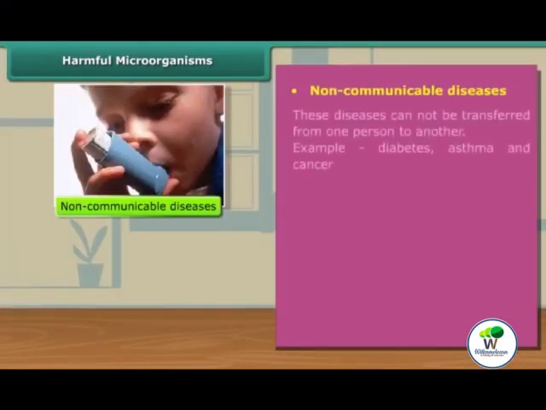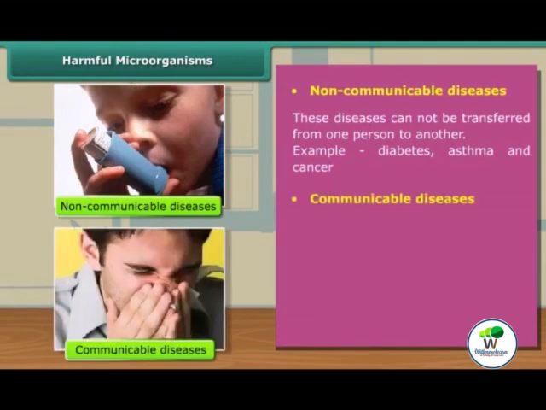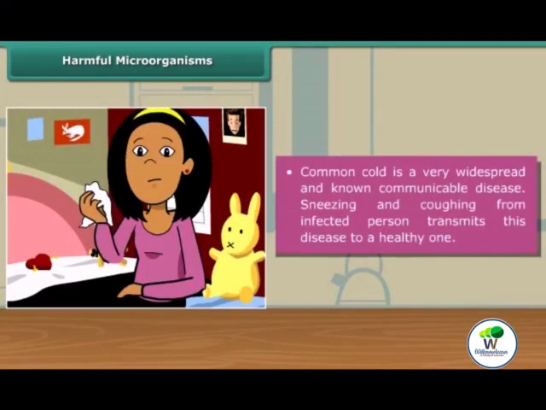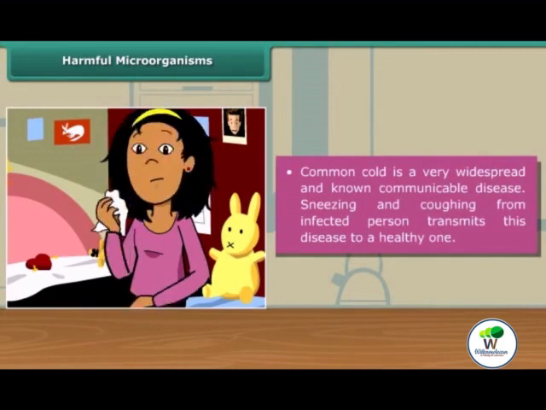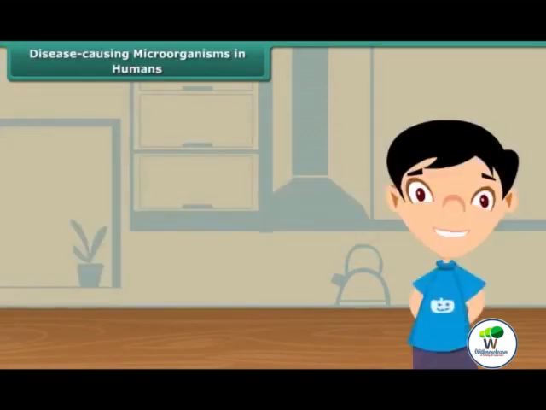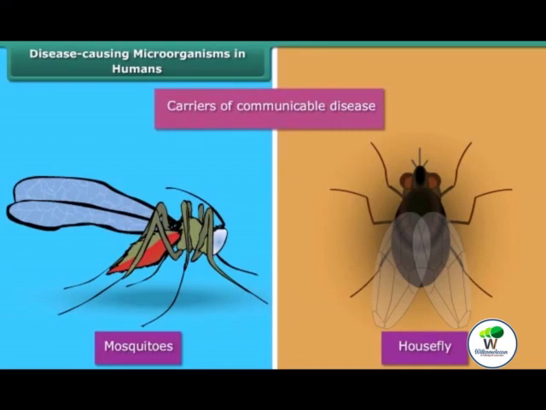Non-communicable diseases cannot be transferred from one person to another, while communicable diseases are transferred from an infected person to a healthy person by means of air, water, food, etc. Common cold is a very common example of a communicable disease. Friends, some insects and animals found in our surroundings act as carriers of pathogens. Housefly and mosquitoes are common examples of such carriers.